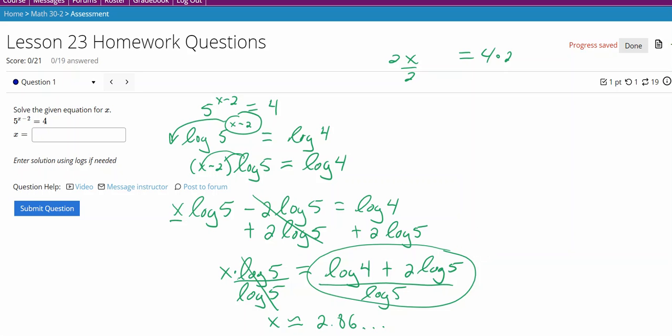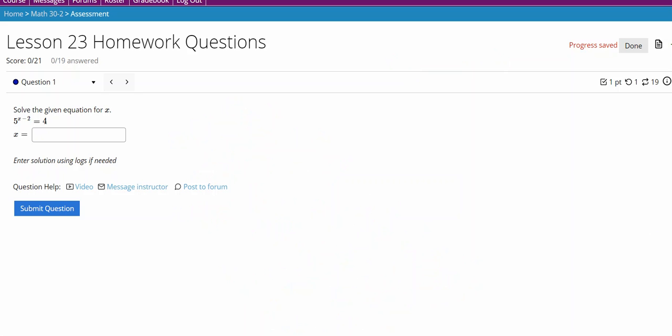Now I'm going to show you one more with the same question. So now the other thing that we can do is, so if we write that out again, so we've got 5 to the power of x minus 2 is equal to 4. So now the other thing we can do is we can take the log of, with whatever base we want, right? We could take the natural log, we can take the common log, we could take log base 5, we could take log base 4.